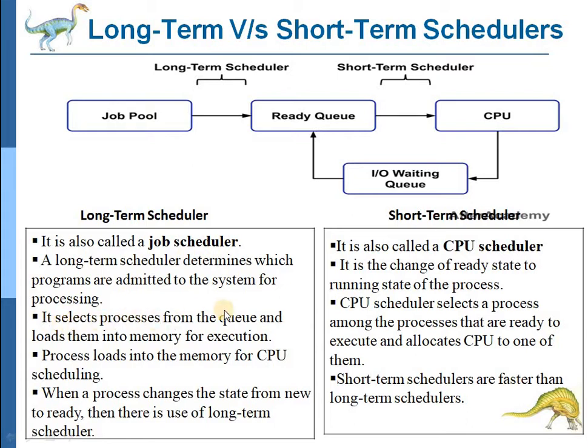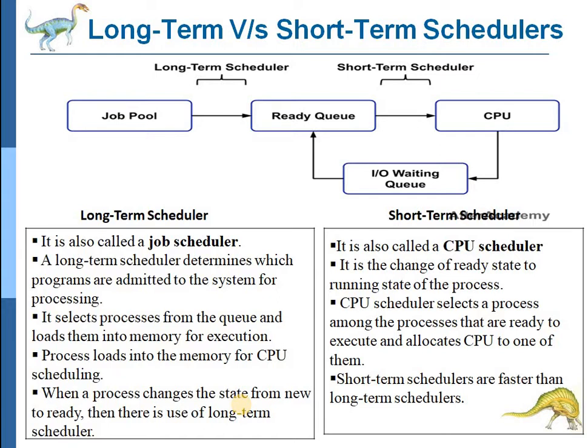It selects processes from the queue and loads them into memory for execution. When a process changes its state from new to ready, the long-term scheduler is used.